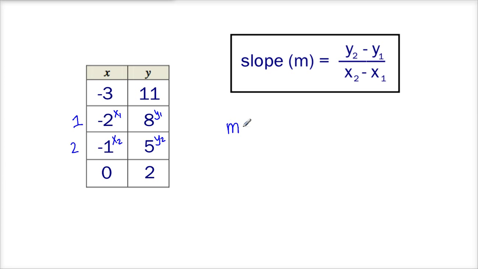So remember, the variable m represents slope, and then the top of the fraction is y2 minus y1. So 5 minus 8. And then the bottom of the fraction is x2 minus x1. So negative 1 minus negative 2.